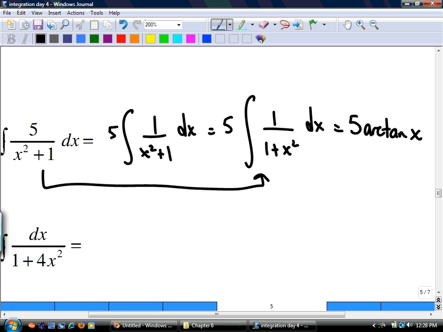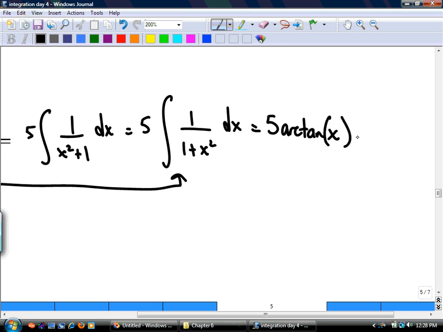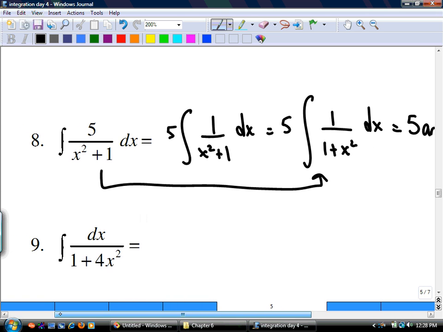Yes? Yep. As long as it's common throughout, you can factor it out and take it out front and get it out of the way. It's a good strategy. I didn't use it very often in university.